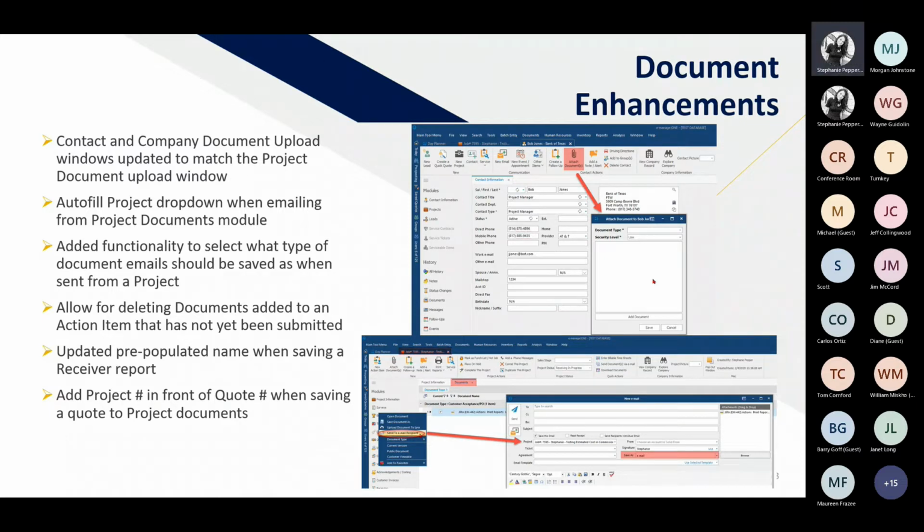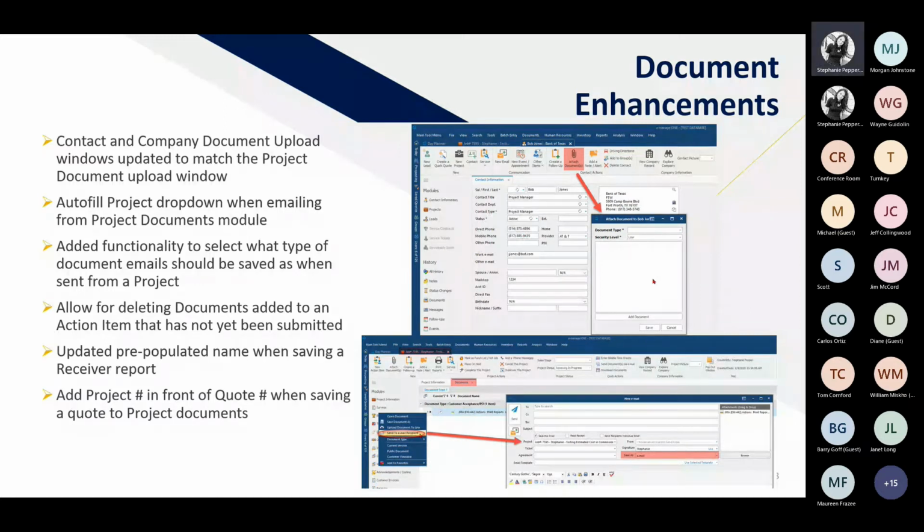We also updated the pre-populated name on a receiver. So when you're in the receiving module, one of those little tiny time savers that we can add in, rather than rewriting how that should be named, the receiver document is just going to name itself automatically for you, kind of like how we do the quotes or the purchase orders.